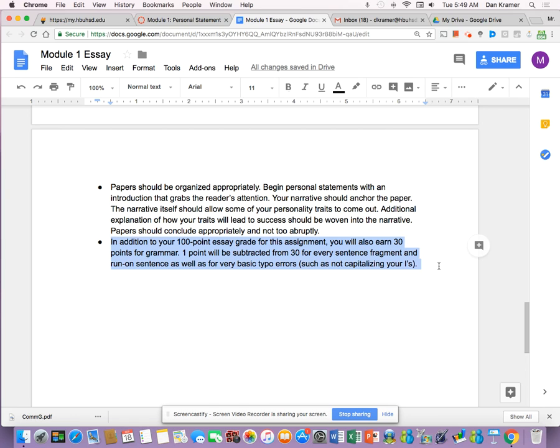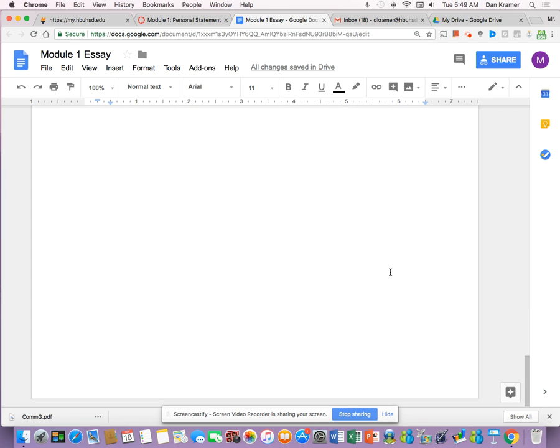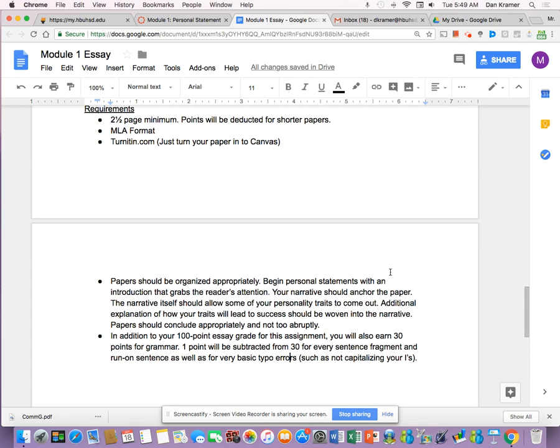Just make sure you check for sentence fragments and run-on sentences. Every one I see will be a point off. But if there are very basic typo errors, like not capitalizing your I's, or just sentences that are wrong, that you missed and really should have caught, that'll be a point off too. But it's out of 30, so you can miss 3 and still get an A.